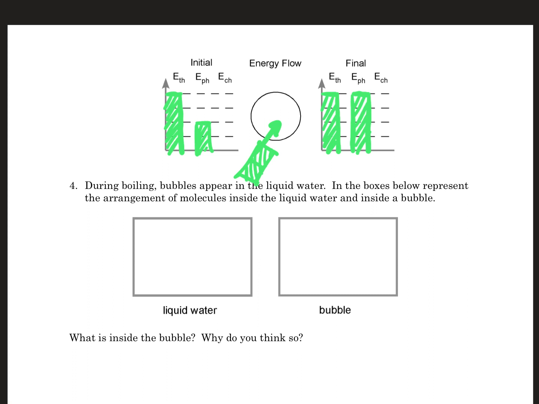And in this question here, we're being asked to draw a particle diagram of what's going on in that boiling water. I'm just going to draw a particle diagram. We're starting with liquid water, so I'm just going to draw a bunch of water molecules everywhere. There's my liquid water. I've got a bunch of water molecules. They're close together because this is a liquid.